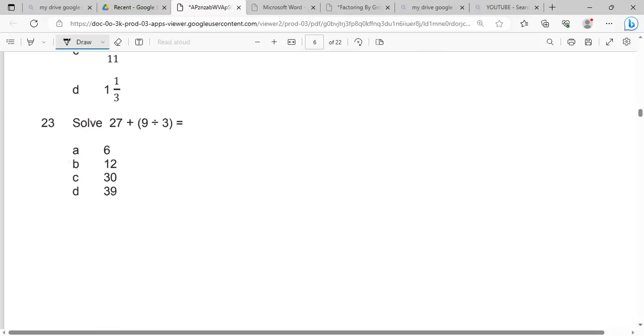All right, this one says solve 27 plus 9 divided by 3, but we know that the rules state that we are supposed to do the bracket first. In any case, we have to do the division first. So 9 into that goes 3 times, 27 plus 3. We add last, so that gives you 30. So that would be C. Let's go, let's go, let's go.